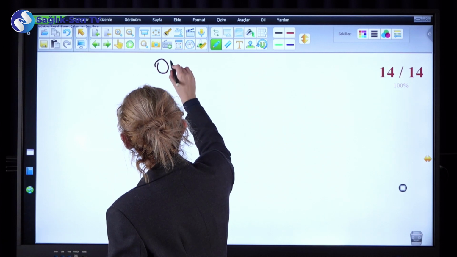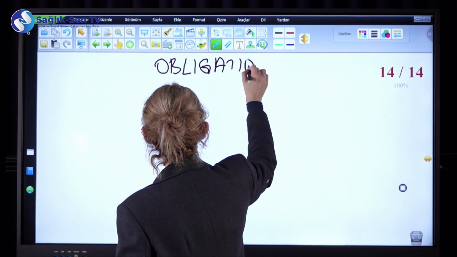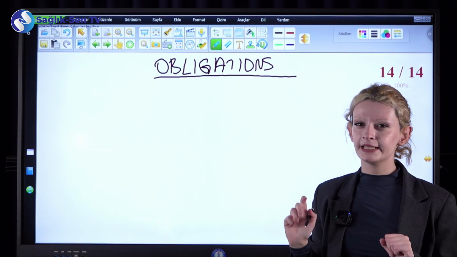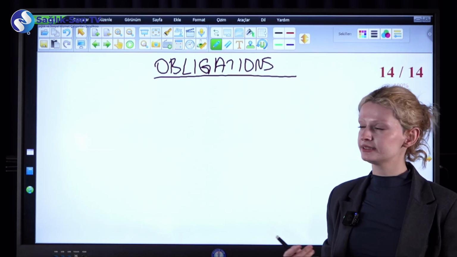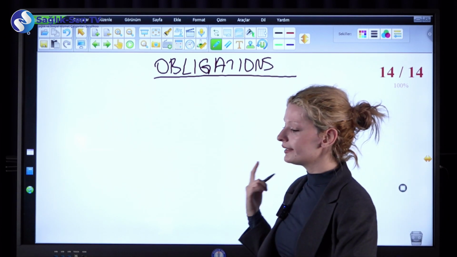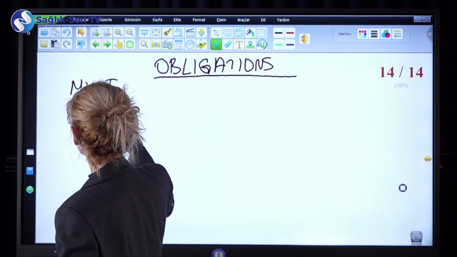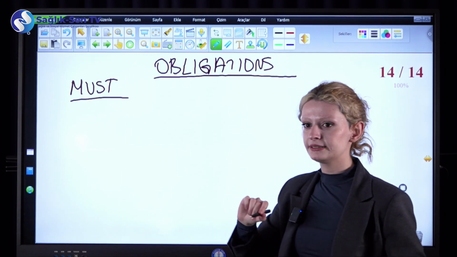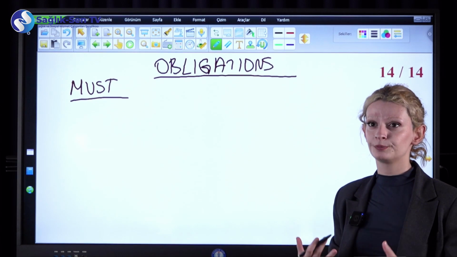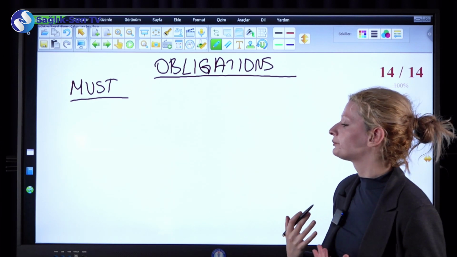Now we have obligations. We're going to examine three main modals in this category. And the first one is must. Must, as all the other obligation modals, represents something that needs to be done.